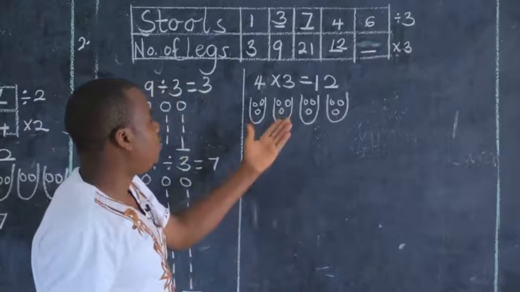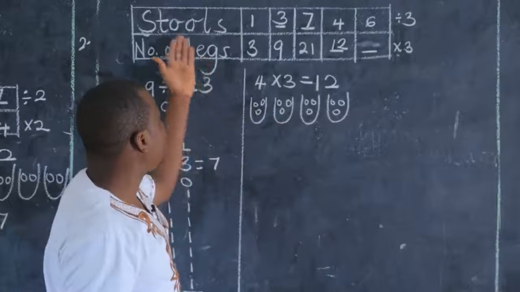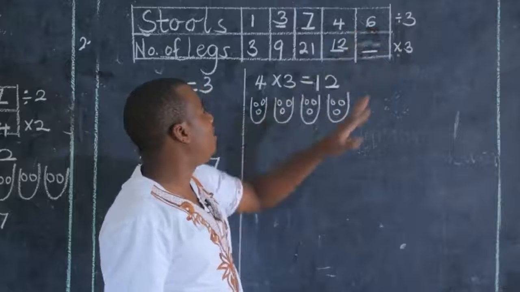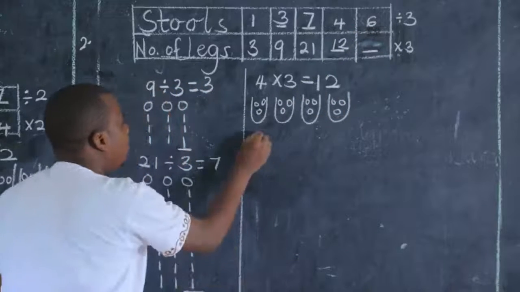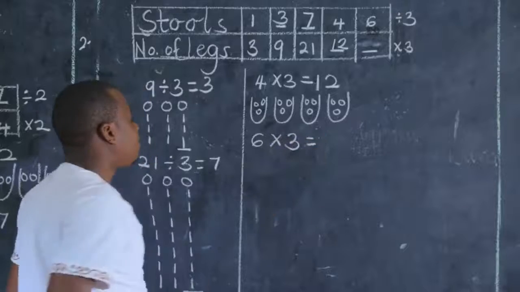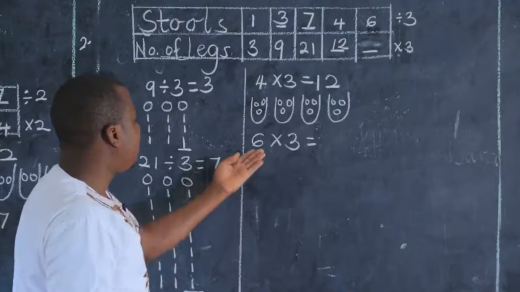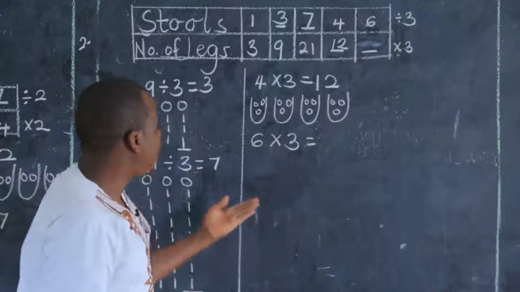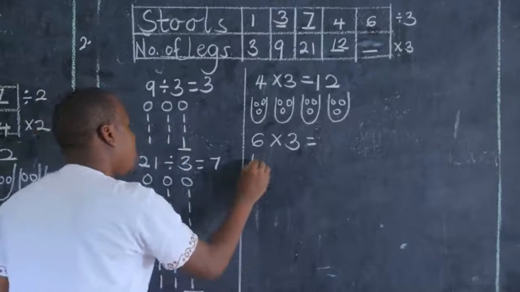We got to the very last one. How many stools do we have? Here we also have stools. So we have 6 stools. How many legs shall we get there? So you're going to get 6 times 3. So what is the meaning of this? This means 6 groups of 3 items. So can we form the 6 groups quickly?